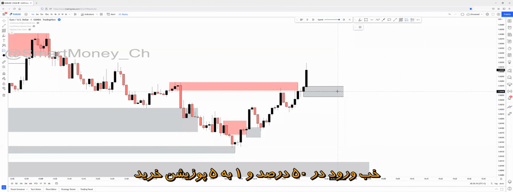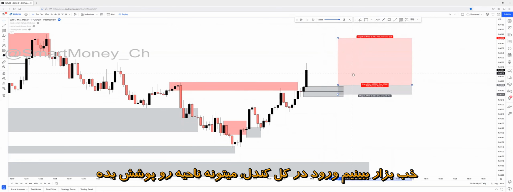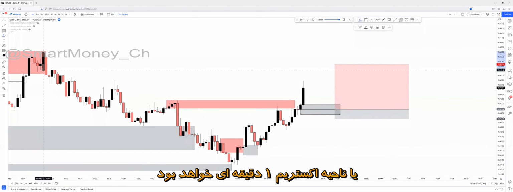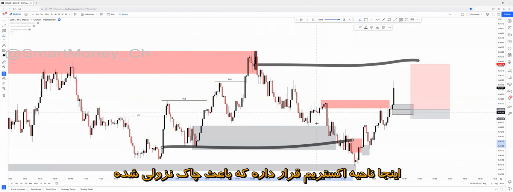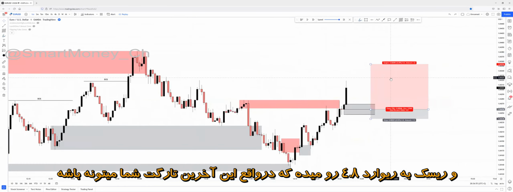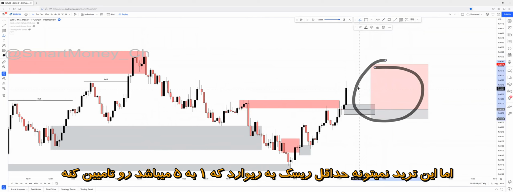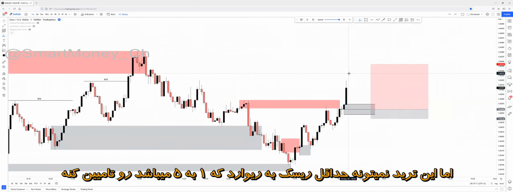Where's the entry limit? Yeah, 50% entry, 1 to 5 long, and it can cover the whole zone. Let's see if the full body can cover the whole zone. My entry is right here, and my TP will be 1 to 5, or the extreme 1 minute zone. The extreme 1 minute zone right here, which has changed character to the downside, is 4.8 risk-reward ratio away. This could be the last target point, or the high point could be the target, but I would rather target the 1 minute zone here because this is a counter trend movement. But this trade can't really reach the 1 to 5 minimum risk-reward ratio for us.